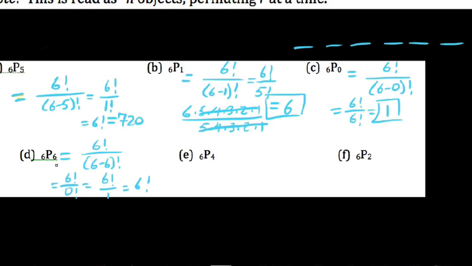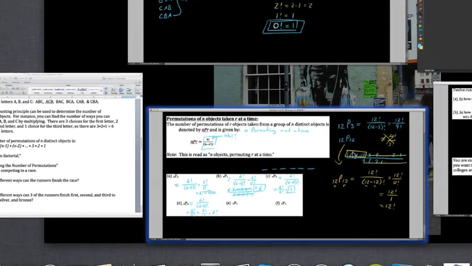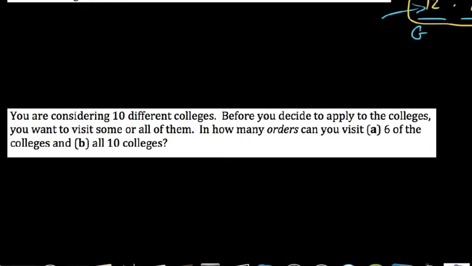In the letter E and letter F, those are things you could pause the video and attempt on your own. But I want to take a look at an example problem here before we leave this video on permutations. Let's consider this second situation here where it says we're considering 10 different colleges. Before we decide to apply to any of these colleges, we want to visit some or all of them.